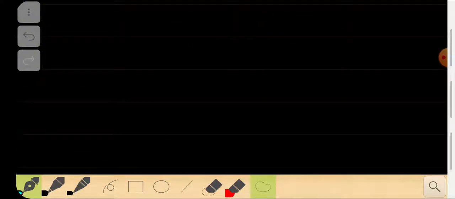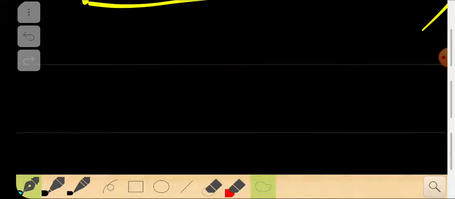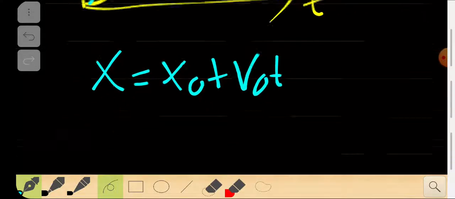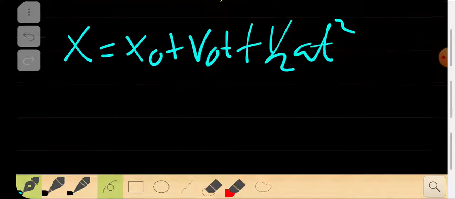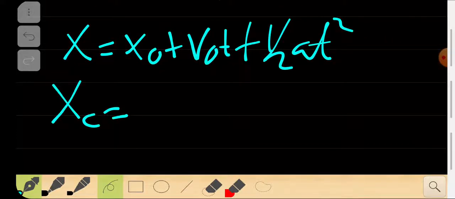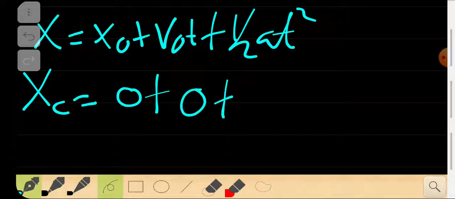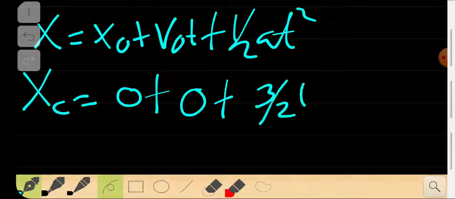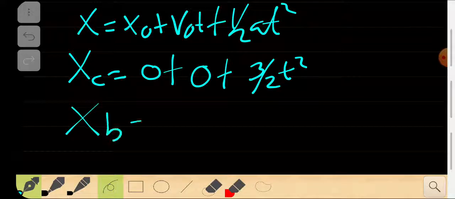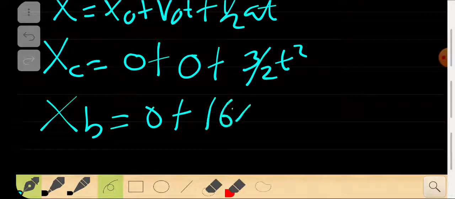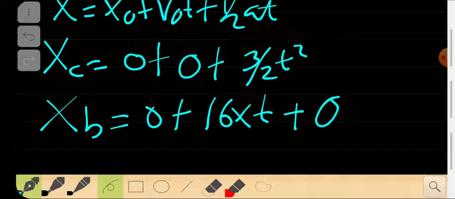So what we can do is write down the equation of motion, which is x equal to x0 plus v0 t plus half a t squared. For the car, x0 is 0, the initial starting point is 0, the velocity of the car at rest is 0, and the acceleration of the car is 3 meters per second squared. So that's 3 by 2 t squared, right? And in the case of the bus, the initial starting point is 0 as well, and the velocity was 16 meters per second. So it's 16 times t plus acceleration is 0. It has a constant velocity, no acceleration.